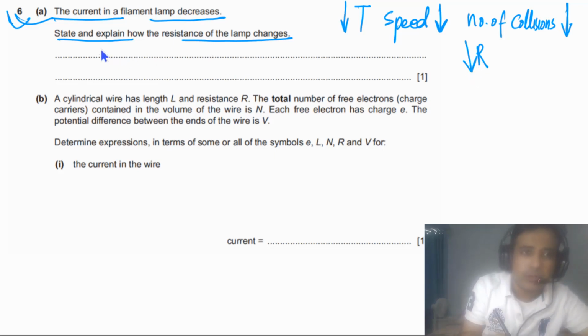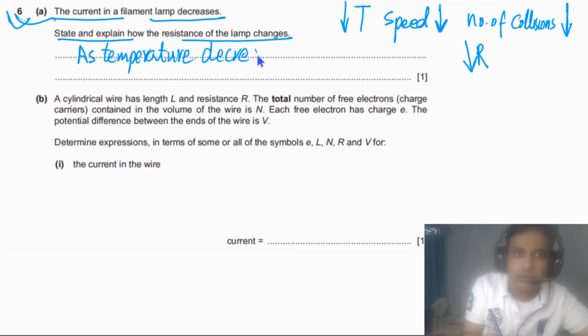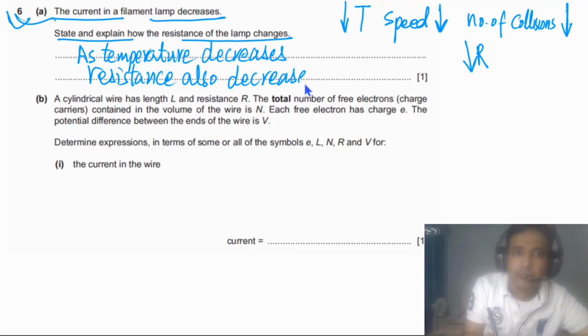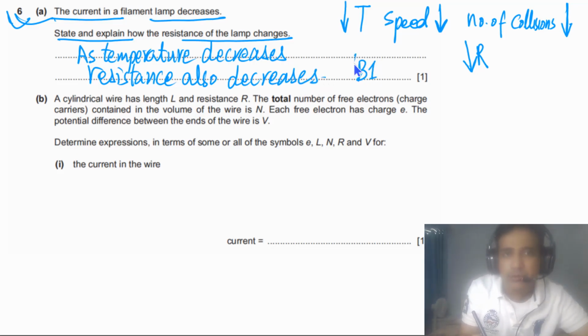So simply we can say as temperature decreases, resistance also decreases. Temperature decreases, resistance also decreases. This is true for a filament lamp. This question has only 1 mark, and this should be a B mark.